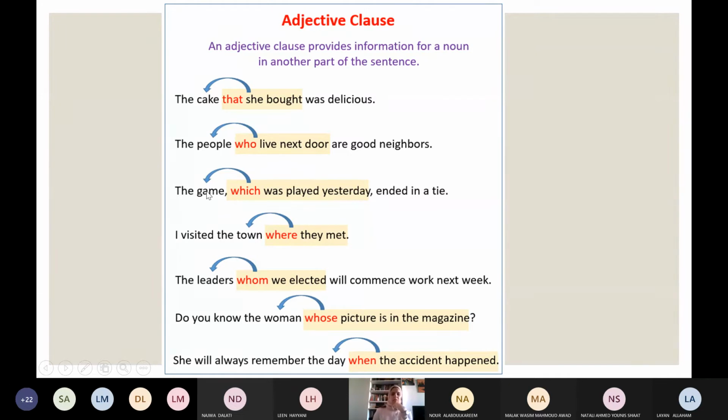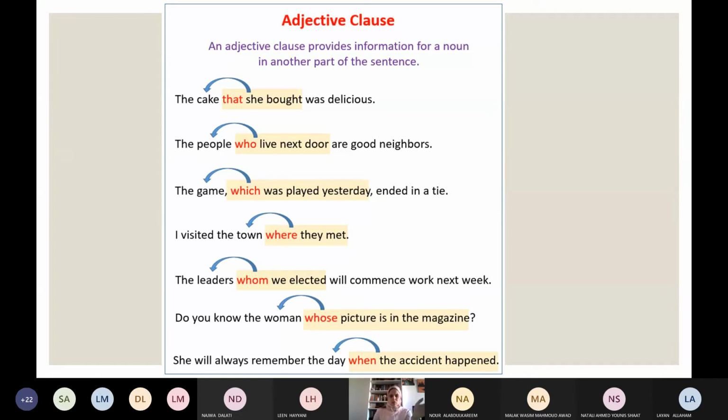Game, modifying game. Sometimes it is without a comma and sometimes with a comma. Without a comma, it is an essential clause. With a comma, it is a non-essential clause. I can eliminate it. I can say the people are good neighbors, but which kind of people? Who are those neighbors who live next door? But when I say the game ended in a tie, which was played yesterday, that is not very important in the sentence. I visited the town where they met. Which town? Where they met. So adjective clauses come after the noun they modify.